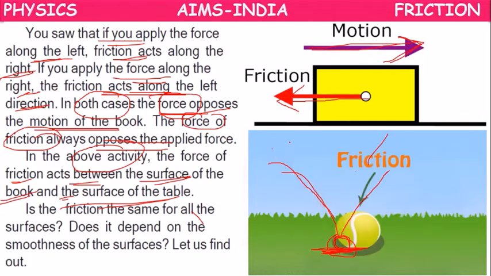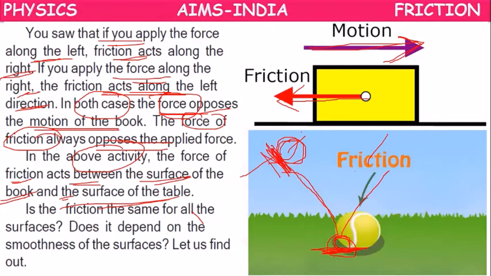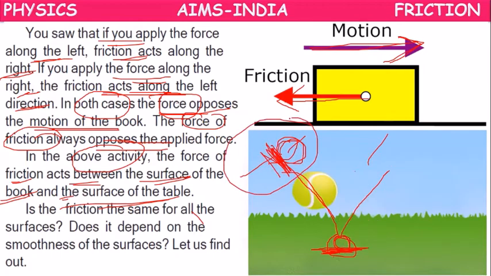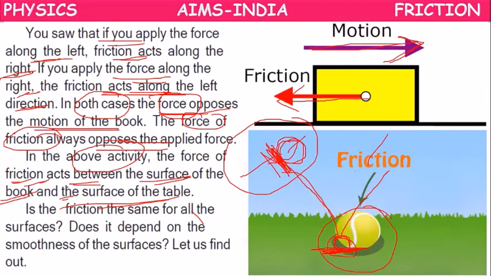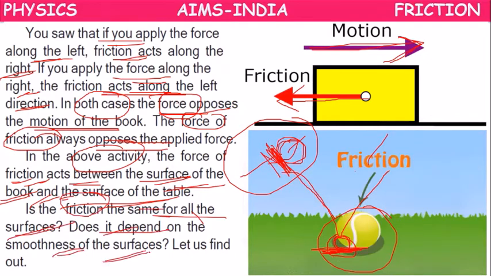When it is in the air, then it will be in contact with the air, the surface of air. There may be friction between the surface of the ball and the surface of air. That is friction because of air. This is friction because of ground. So whenever two surfaces are in contact, friction will be experienced. Now the question is, is the friction the same for all kinds of surfaces, or does it depend on the smoothness of the surface? So let's find out the answer for that.